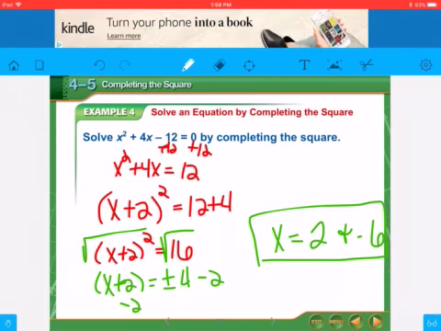So the process here: get anything with an x on the left side, anything without an x on the right side. Then you set up your parentheses and you take half of b and that goes in the parentheses. Then you square that number, add it to the other side, and then you solve by square rooting.